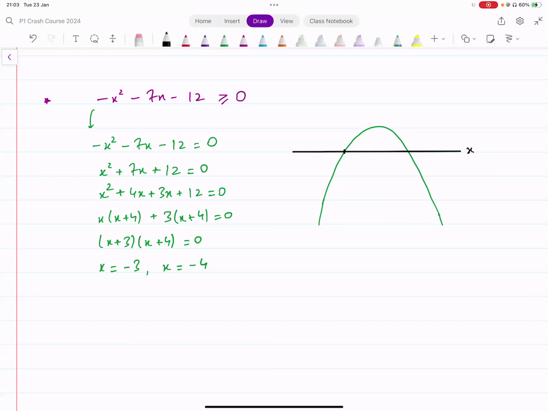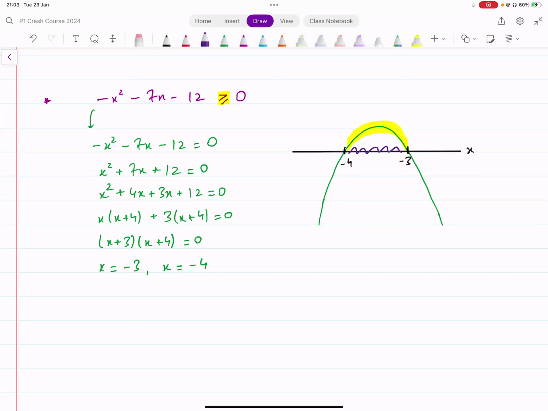What are the x-intercepts? One of the x-intercepts is -3 and the other is -4. But remember, what's the smaller number? -4 is the smaller number, -3 is the bigger number. So -4 should be here and -3 should be here, right? -4 is going to be on the left side, -3 is going to be on the right side. Now let's look at the inequality. It says greater than or equal to 0. Where is the graph above the x-axis? Where is the y value greater than or equal to 0? That's this region. What values do we consider? The region between these two numbers.